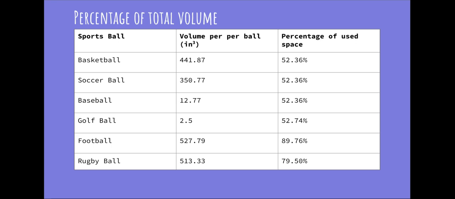But for the football and the rugby ball, the percentage of used space is quite different. It's much higher. For the football, it's around 90%, and for the rugby ball, it's around 80%, and that's because they are not perfect spheres. They are spheroids, and so the space around each individual football or rugby ball is less than that of the basketball or the soccer ball or the baseball or the golf ball.